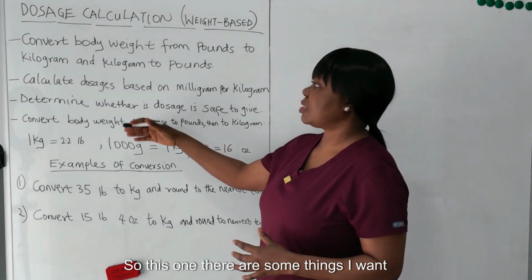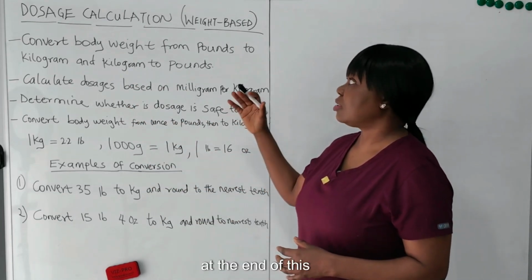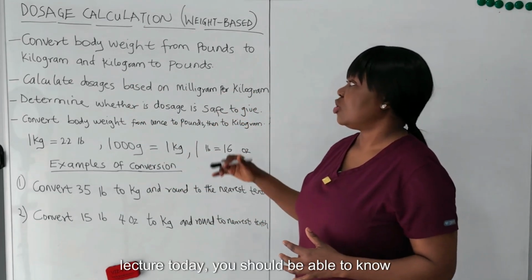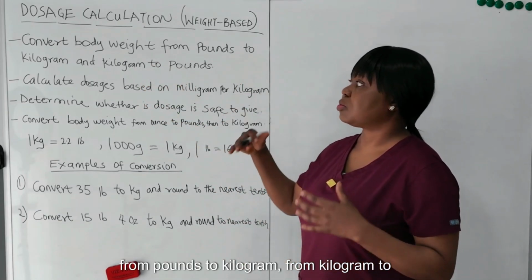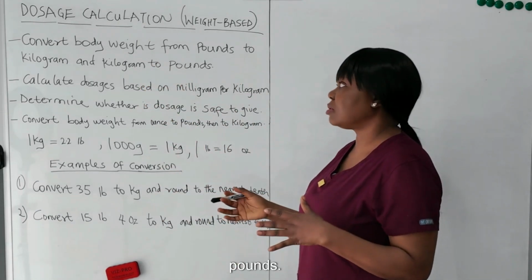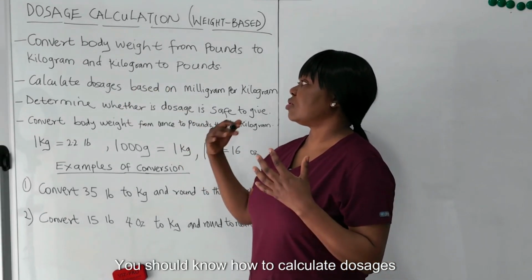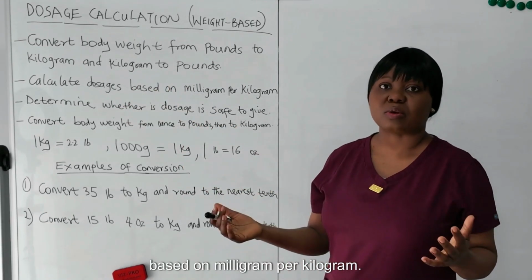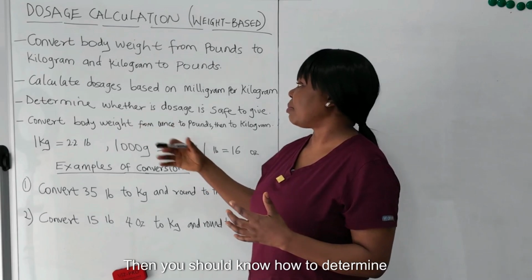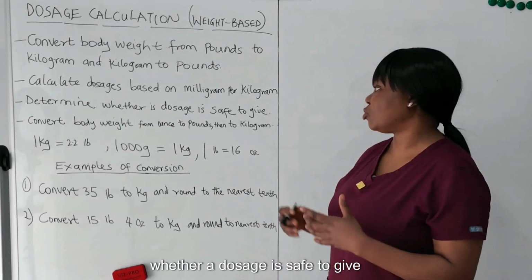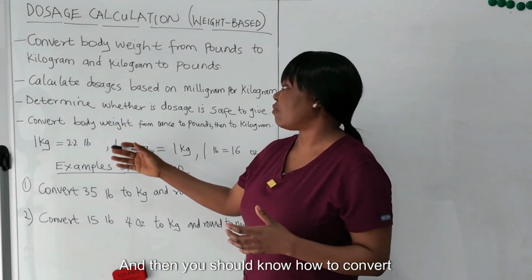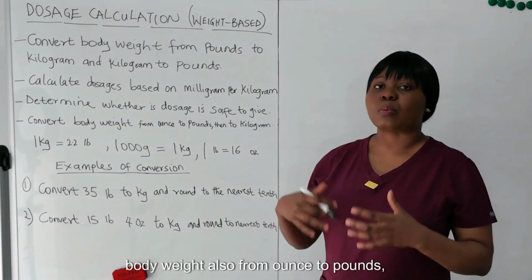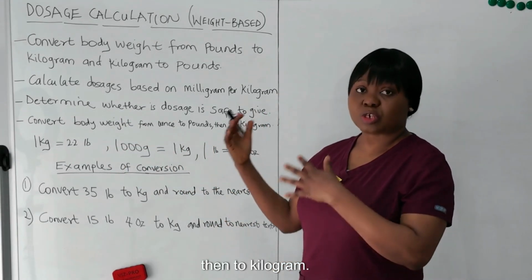There are some things I want you to take note of. At the end of this lecture, you should be able to convert body weight from pounds to kilogram, and from kilogram to pounds. You should know how to calculate dosages based on milligram per kilogram. Then you should know how to determine whether a dosage is safe to give or not safe to give.